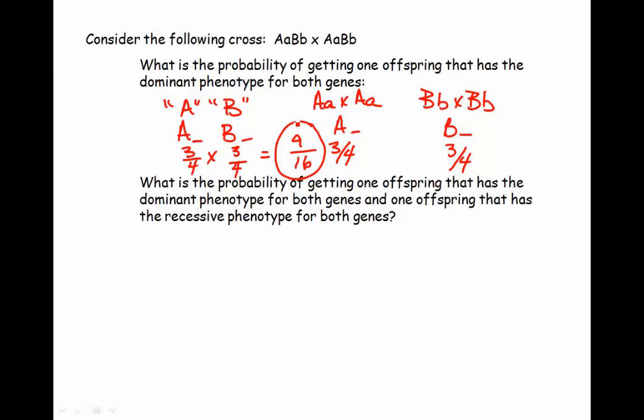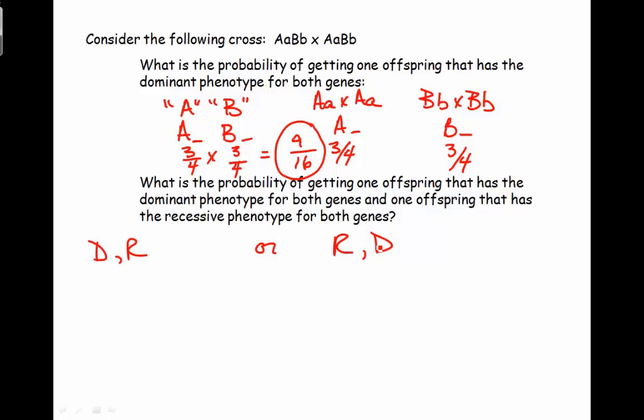Now the next question ties a lot of it together, saying what is the probability of getting one offspring that has a dominant phenotype for both genes and one offspring that has the recessive phenotype for both genes. To make it a little more difficult still, notice that there's no order that's specified in this question. So we've also got multiple orders thrown in here as well. So if we write out our different orders to start with, we could have the offspring that's dominant for both could be first, and then we could have the one that's recessive for both, and that could be second. Or we could have the situation where we have the one that's recessive for both first, and then we could have the dominant one second.